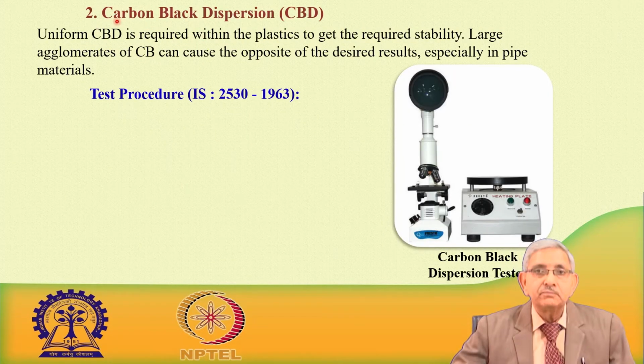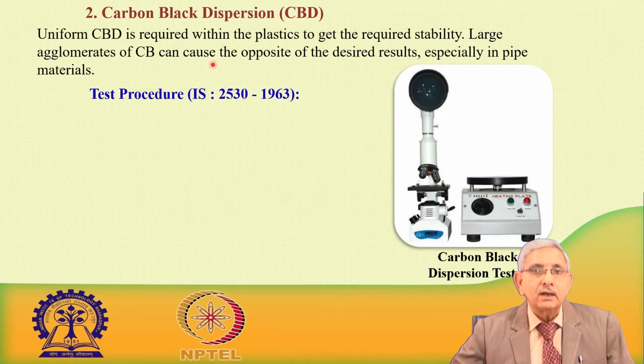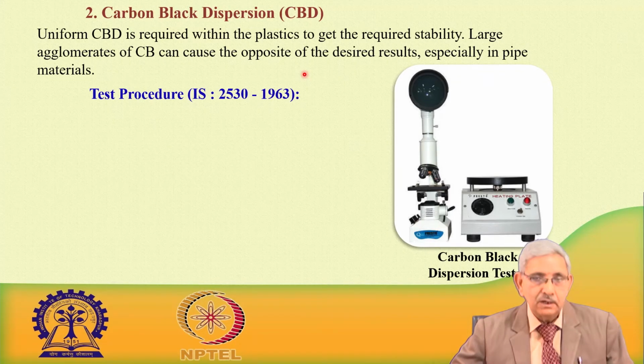Then the carbon black dispersion test is used to ensure the carbon black within the plastic gives the required stability, because large agglomerates of carbon black can cause the opposite of the desired result, especially in pipe material.